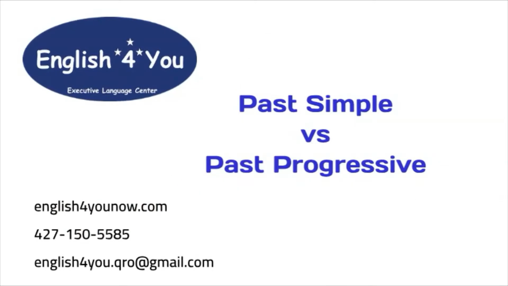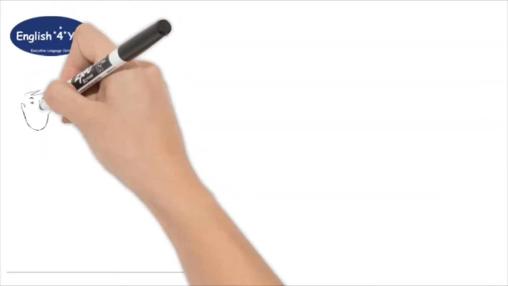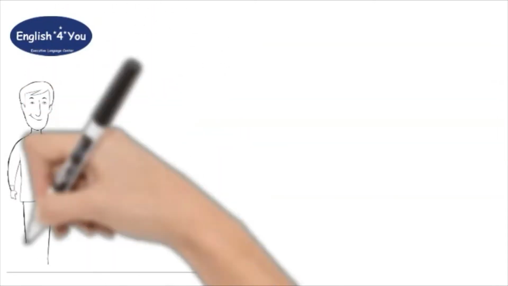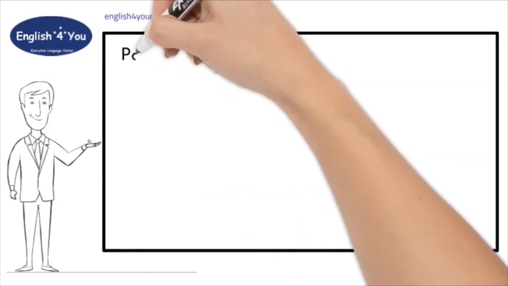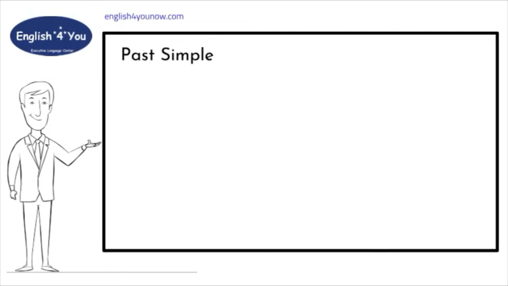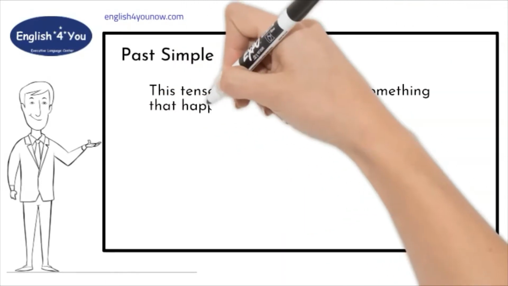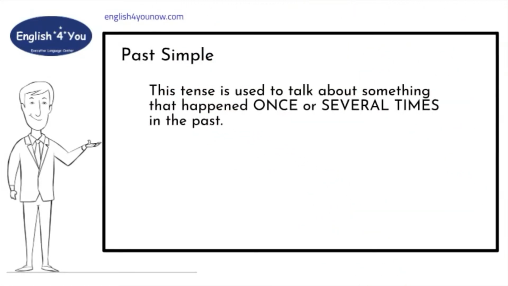In this lesson, you will learn when and how to use the past simple and past progressive tenses. The past simple is used to describe an action that starts and finishes in the past. This action can happen once or several times.